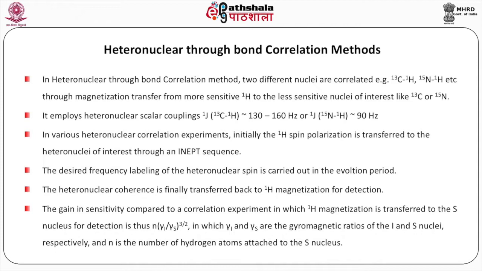The gain in sensitivity compared to a correlation experiment in which proton magnetization is transferred to the S nucleus for detection is thus N (gamma I divided by gamma S) to the power of 3 by 2, in which gamma I and gamma S are the gyromagnetic ratios of the I and S nuclei respectively, and N is the number of hydrogen atoms attached to the S nucleus.